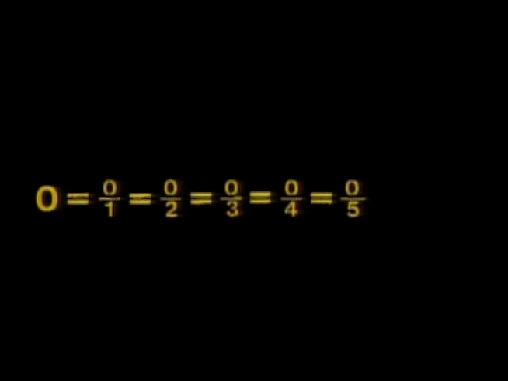The other type of fraction we're interested in is the type with a numerator of 0. We know that 0 over 1 is another name for the whole number 0. Multiplying by 2, 3, 4, 5, and so on, we get the class of fractions shown. Any fraction with a numerator of 0 is a member of this class and is equal to 0.